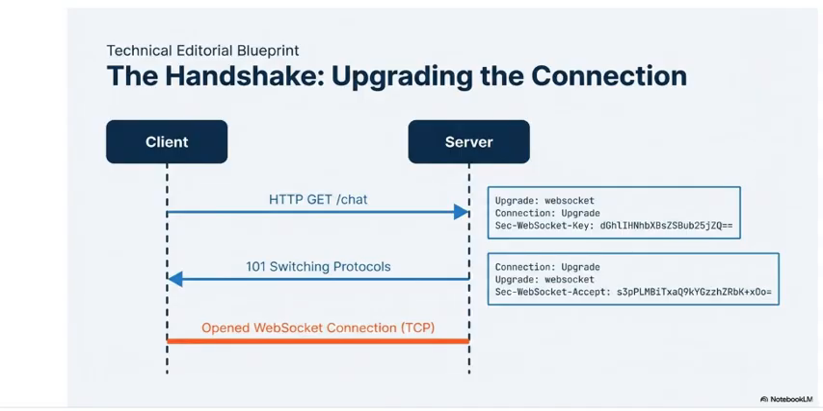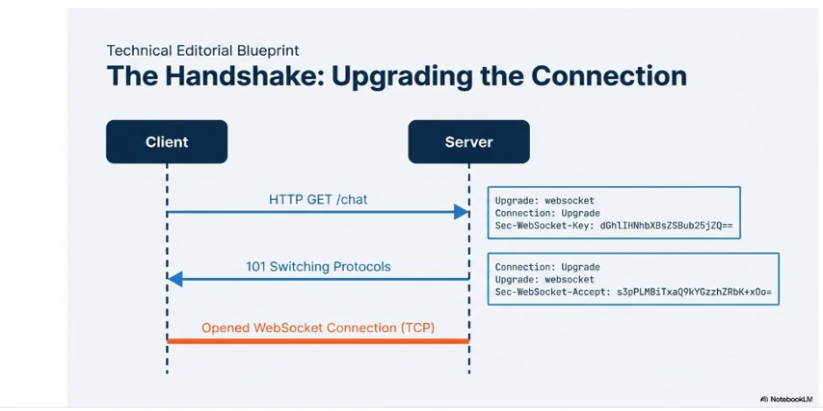The client just sends a standard GET request. To any firewall, it looks totally normal. But inside that request are these special upgrade headers. Exactly. The client sends Connection: Upgrade and Upgrade: websocket. And, most importantly, it sends a Sec-WebSocket-Key.